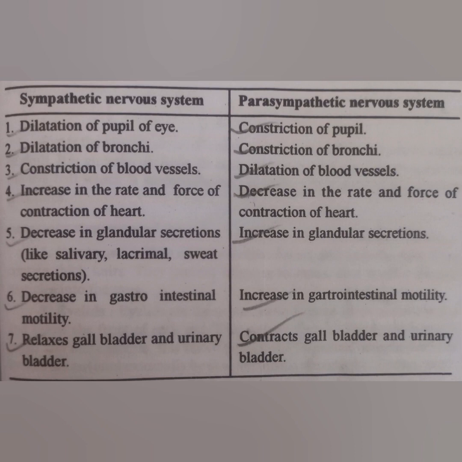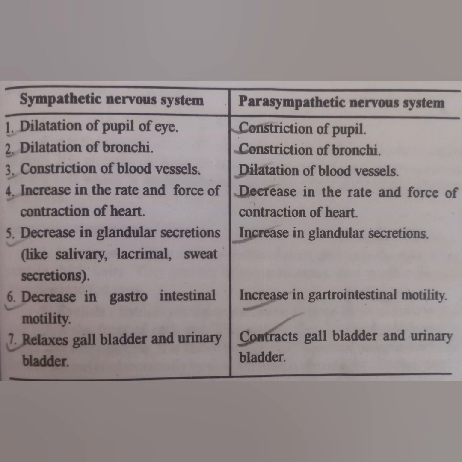First we will see the sympathetic nervous system. It dilates the pupil during the time of stress or in any danger or fearful situation. We can think how our body will react in a fearful situation: dilation of pupil of the eye, dilation of bronchi and constriction of blood vessels, increase in the rate and force of contraction of the heart, that is, heart rate will be increased. It decreases glandular secretions like salivary gland, lacrimal gland and sweat secretion. Also it decreases gastrointestinal motility, that is, intestinal function will decrease, and relaxes the gallbladder and urinary bladder.